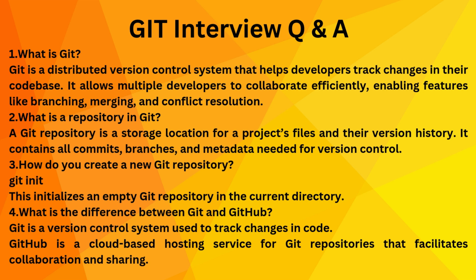What is the difference between Git and GitHub? Git is a version control system used to track changes in code, while GitHub is a cloud-based hosting service for Git repositories that facilitates collaboration and sharing.